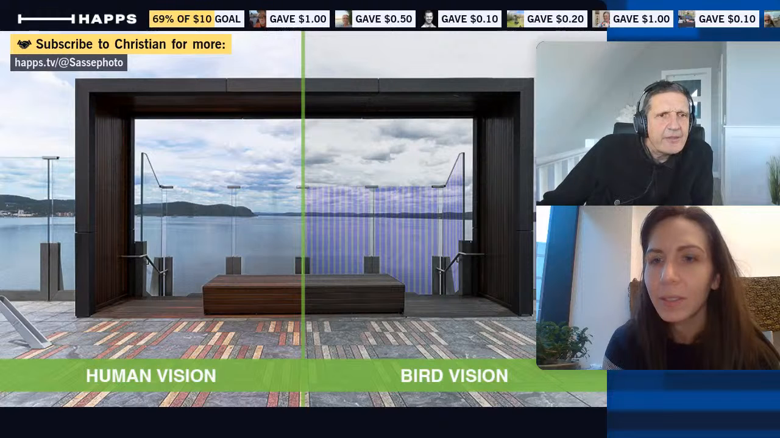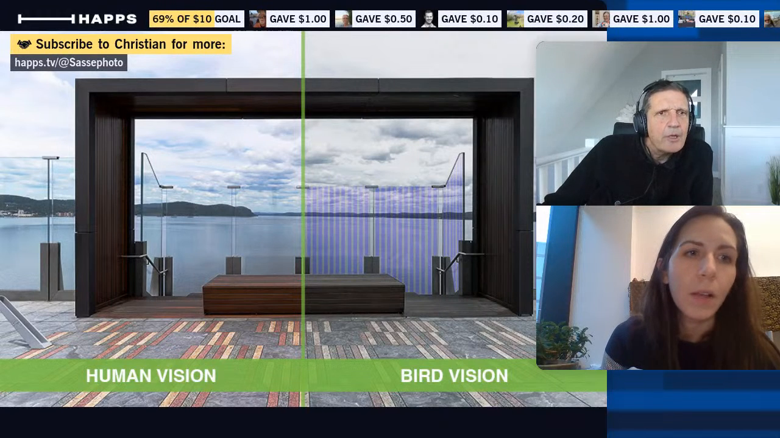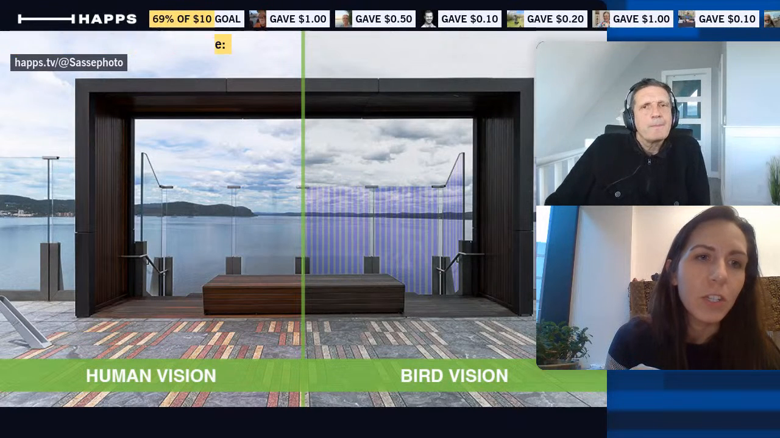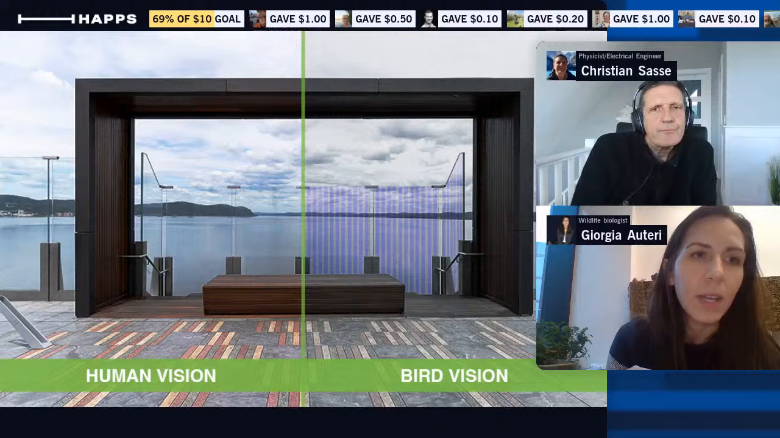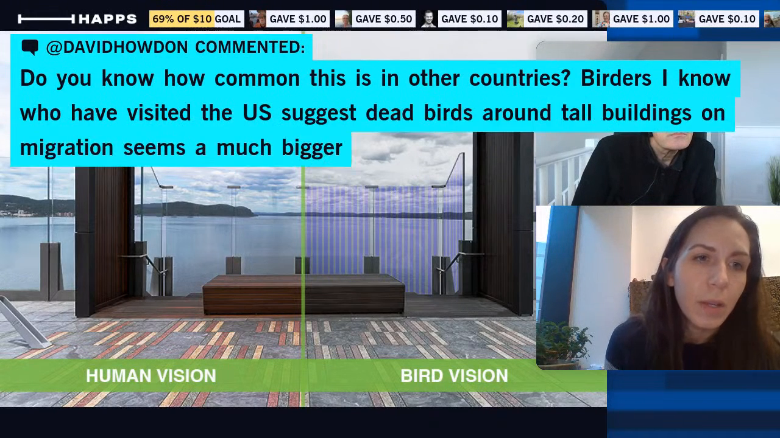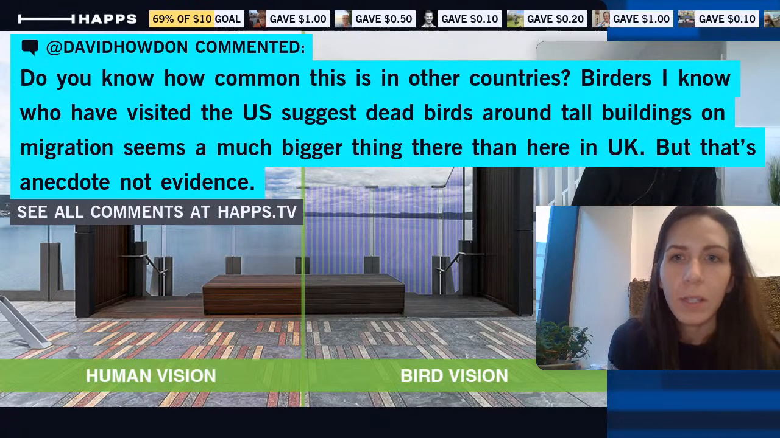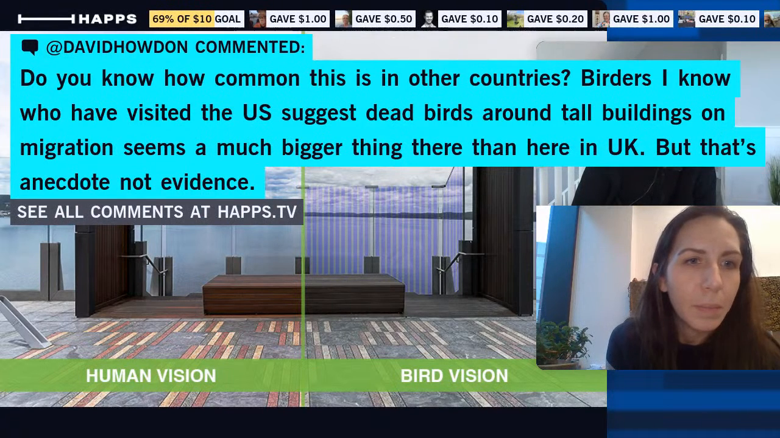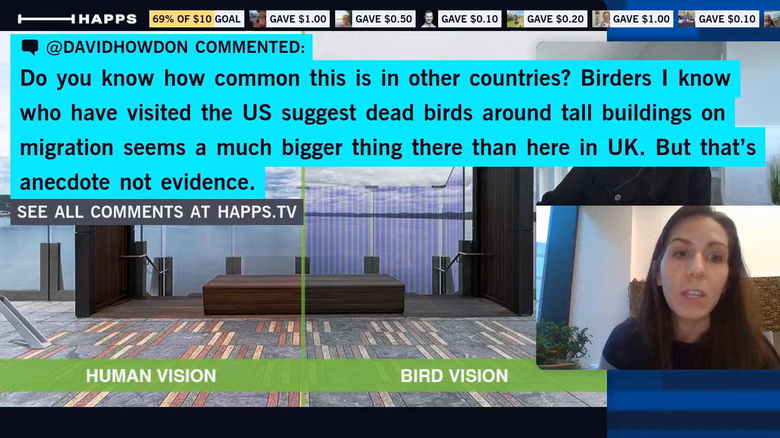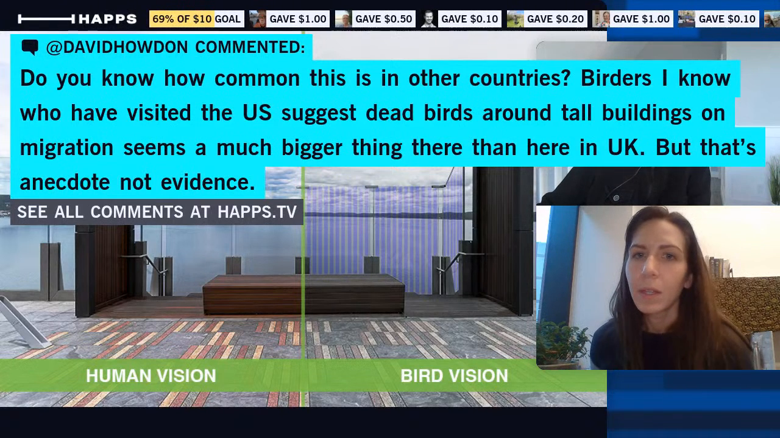I'm just trying to see so I don't forget David Howden's comment here. It was a good question, and I actually don't know the answer, but David Howden asked, "Do you know how common this is in other countries? Birders I know who have visited the US suggest dead birds around tall buildings on migration seems a much bigger thing there than in the UK, but that's anecdote." For context, David is out of the UK.